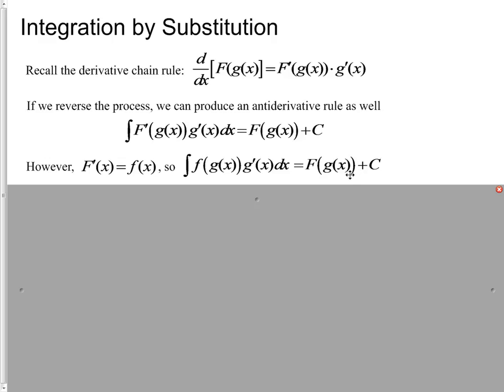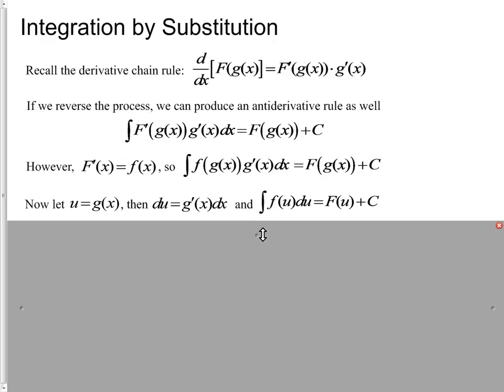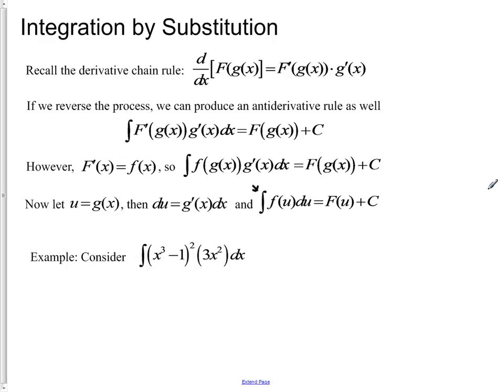Now let's make one more substitution to make things a little simpler. And it goes like this. We say if we let u equal g of x and du be g prime of x dx, then in a shortened version of all of this, we can use this formula that states that if we take the antiderivative of f of u du, where u is g of x and du is g prime of x dx, then we're going to get capital F of u plus c. Let's put this in action.